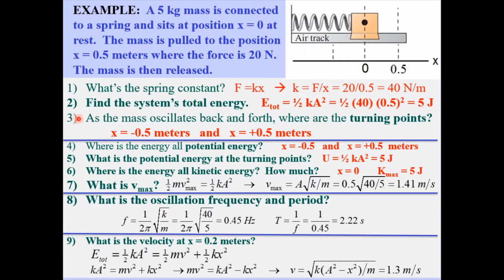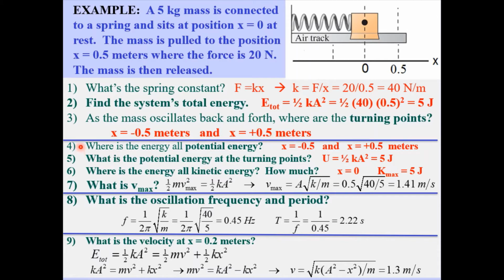Question number 3 says, as the mass oscillates back and forth, where are the turning points? Well, this is simple. Remember, we started over here at 0.5. It's going to oscillate back the same amount in the left direction, which would be at negative 0.5. So our 2 turning points are negative 0.5 meters and positive 0.5 meters.